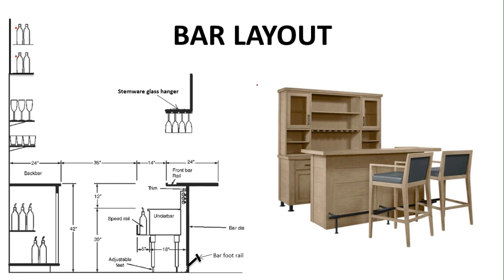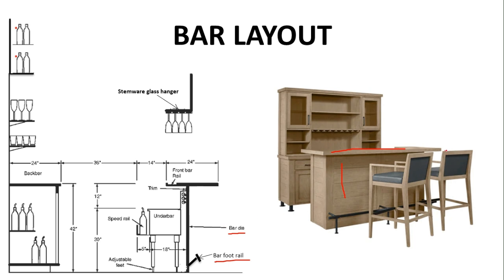Now here we see the bar layout. What is the bar layout? Basically, it is very easy. This is the front bar, where the bartender is mixing drinks and placing them, and the guest is sitting. There is a front bar rail where the glasses can be placed, and the front area of the bar is called the bar die. It can have an LED finish or any other decorative finish, which gives a very good look to the bar. There is a bar foot rail where guests can put their feet and relax.